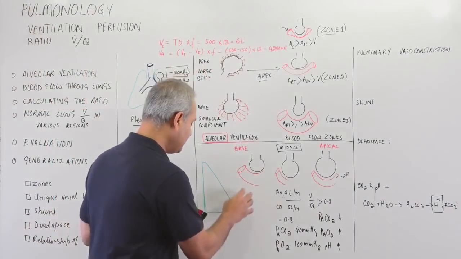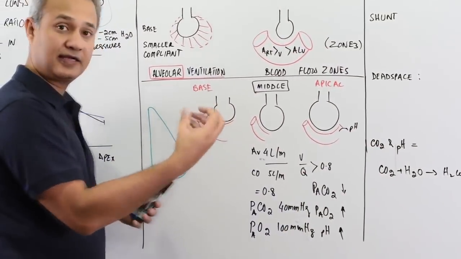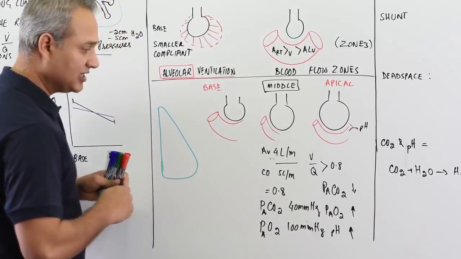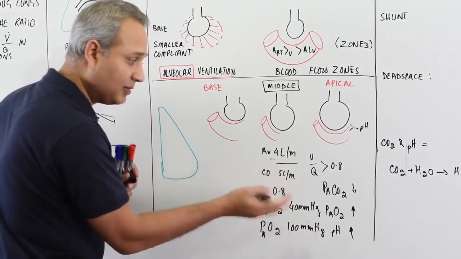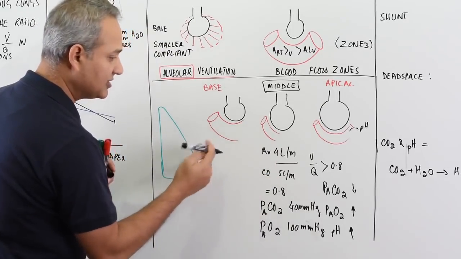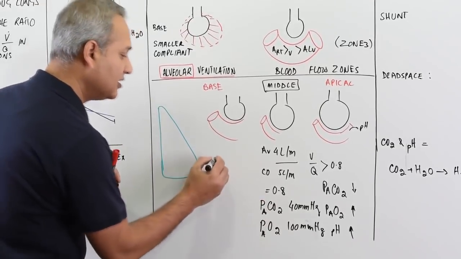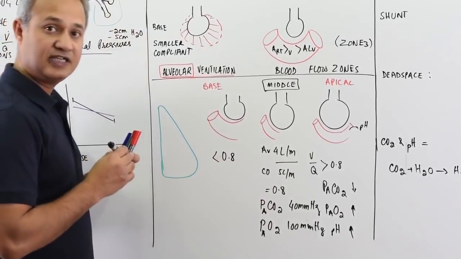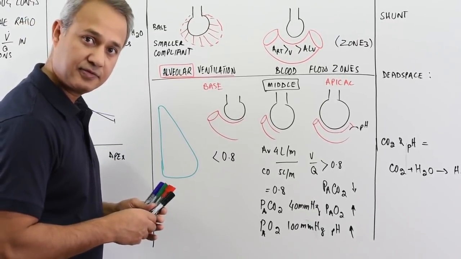Now at the base, what's happening is there is more flow than the air that can come in. So now the situation has become different. This lower side, the flow side, has become higher. So if it is 4 by 5, now it may be, let's say, 4 by 6 or 3 by 5 or something like that. So the end result is the ventilation perfusion ratio will start becoming lesser.